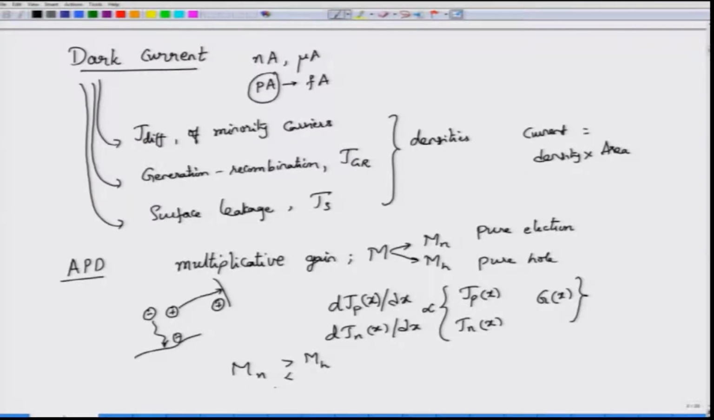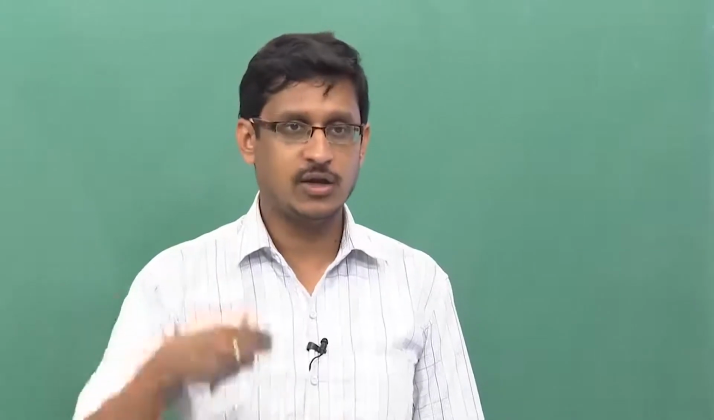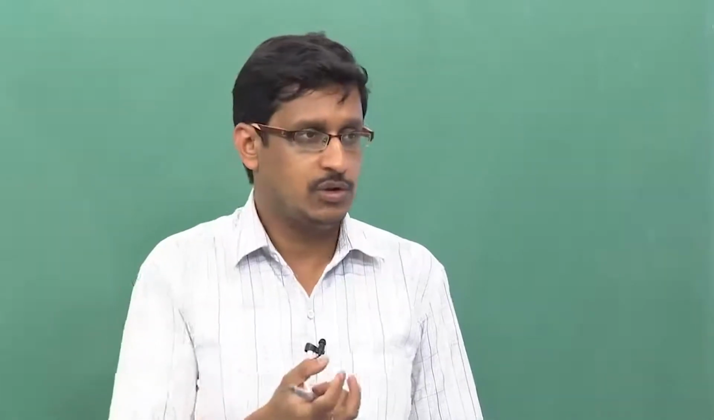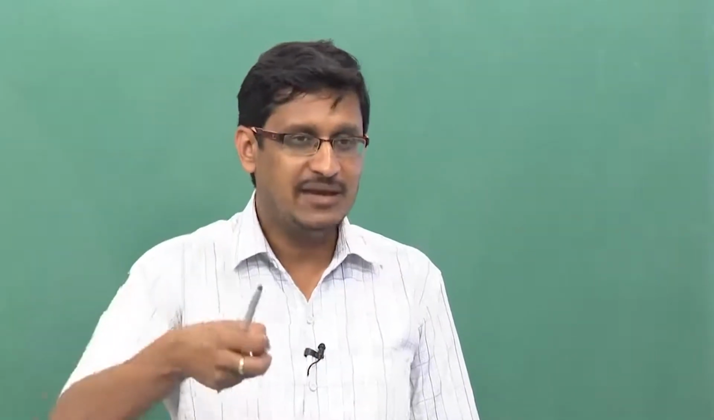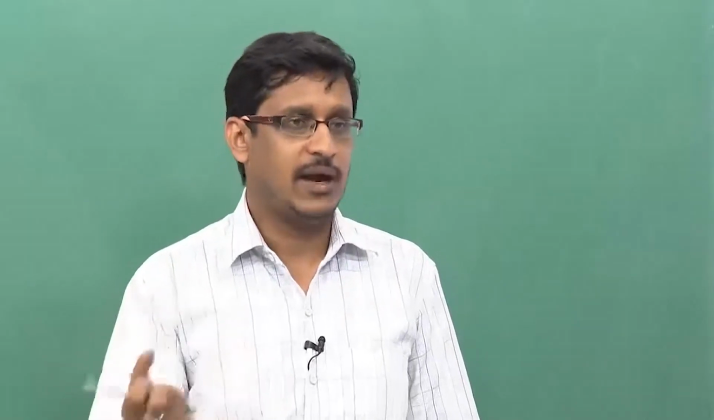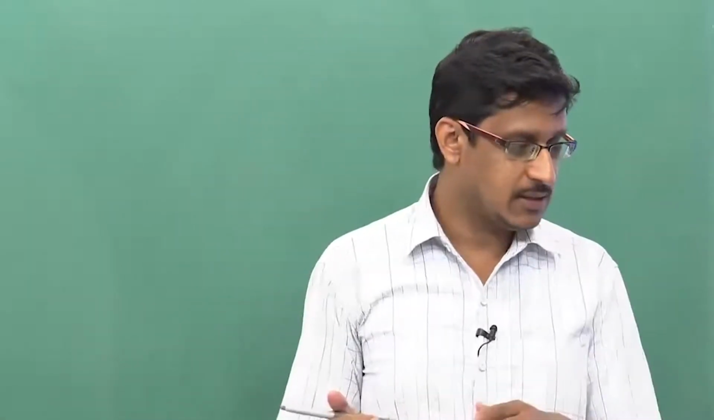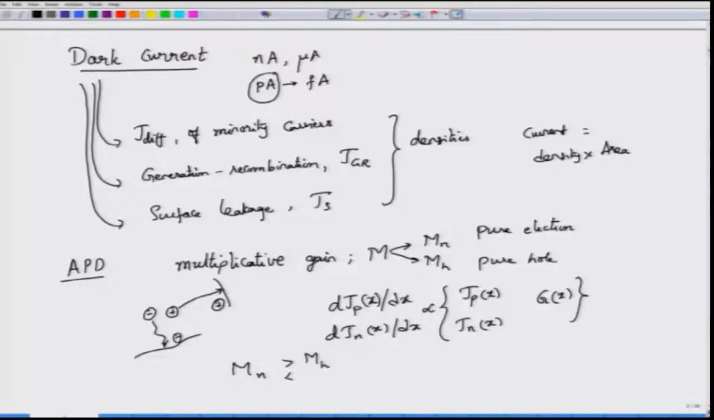And for a good APD, we normally try to maximize one of those with respect to the others, which means that the injection or the impact ionization happens mostly because of one type of carrier whose impact ionization is larger. So, if electron impact ionization is larger, you try to make the APD multiplication region mainly consist of electron impact ionization.